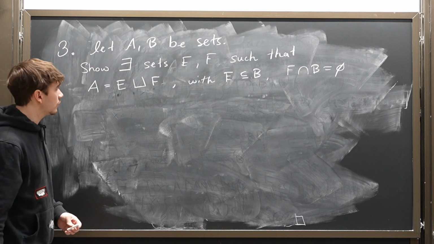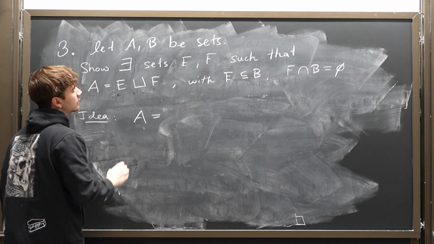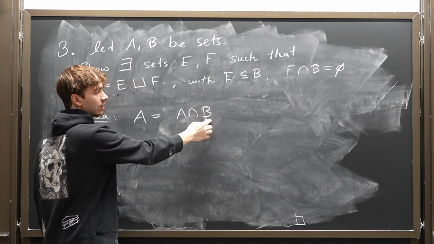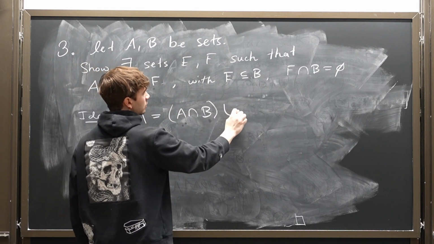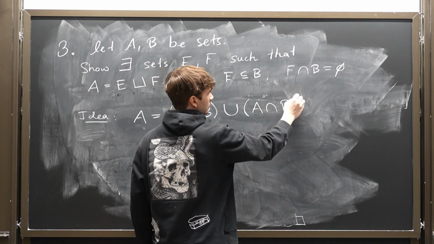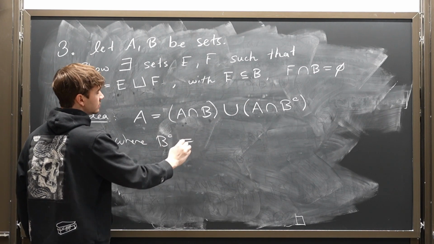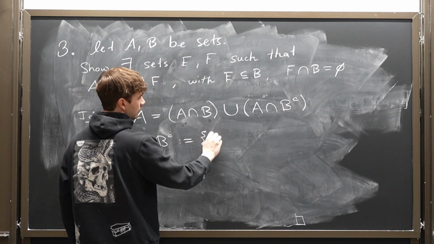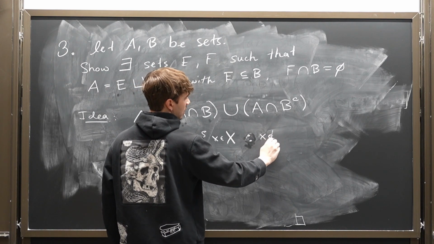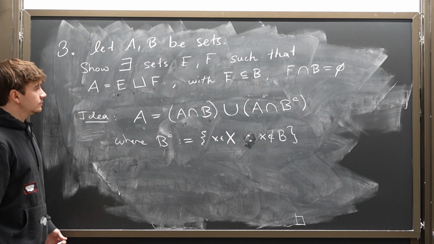Okay. So the idea, in mathematical notation, is that A should be somehow the pieces of A that belong to B. So this is A intersect B, and then union with the pieces of A that don't belong to B. So this is the intersection of A with the complement of B, where B complement is defined to be the set of all X within our underlying space such that X does not belong to B. Okay? All right. So this is our idea.